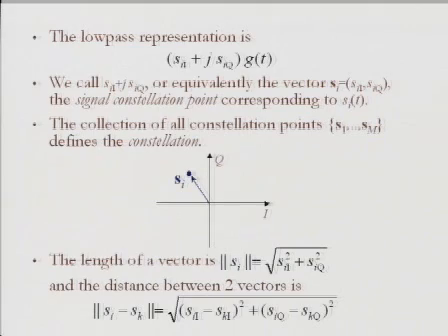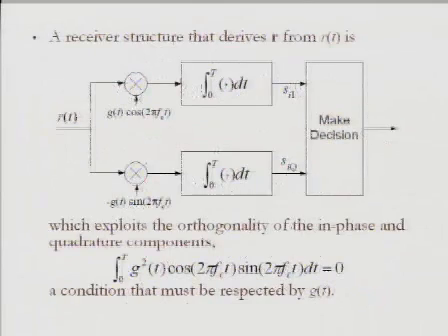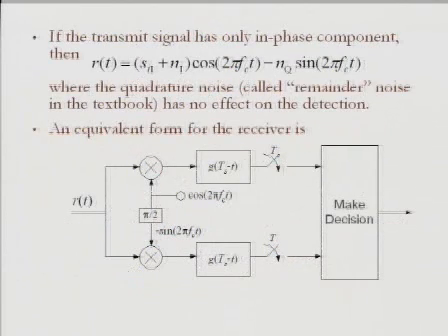So the job of the transmitter is pretty simple. The receiver has the toughest job, right? It has to observe one of these points corrupted by noise and try to guess which was the actual point that was sent. So we've seen the structure of the receiver. We're here, these two branches in phase and quadrature.